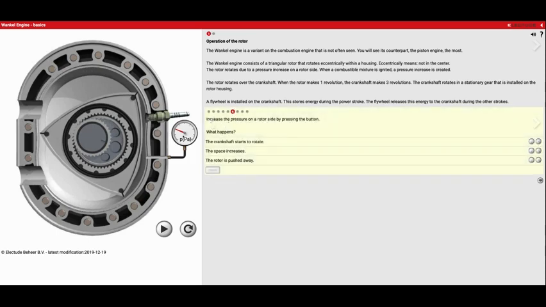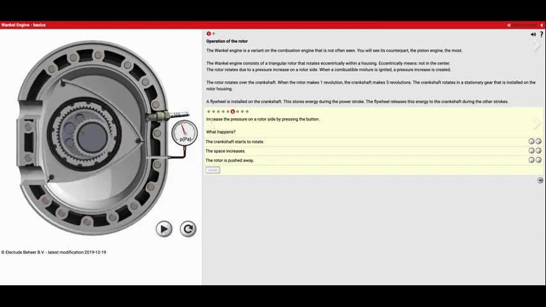Now we're going to look at some pressures here. It says increase the pressure on the rotor side by pressing the button. So if you watch the needle here, you're going to see it bump up a little bit, and then it's going to come back down. And the crankshaft starts to rotate, and that's what we saw with this piece spinning. The space ultimately increases right here, and the rotor ultimately gets pushed away. Hit check. We did good. So we'll go to the next one.